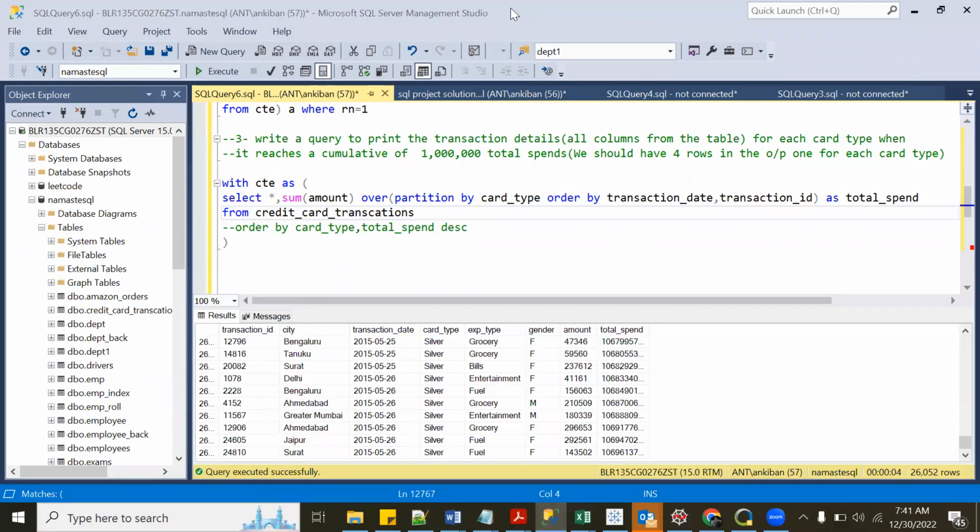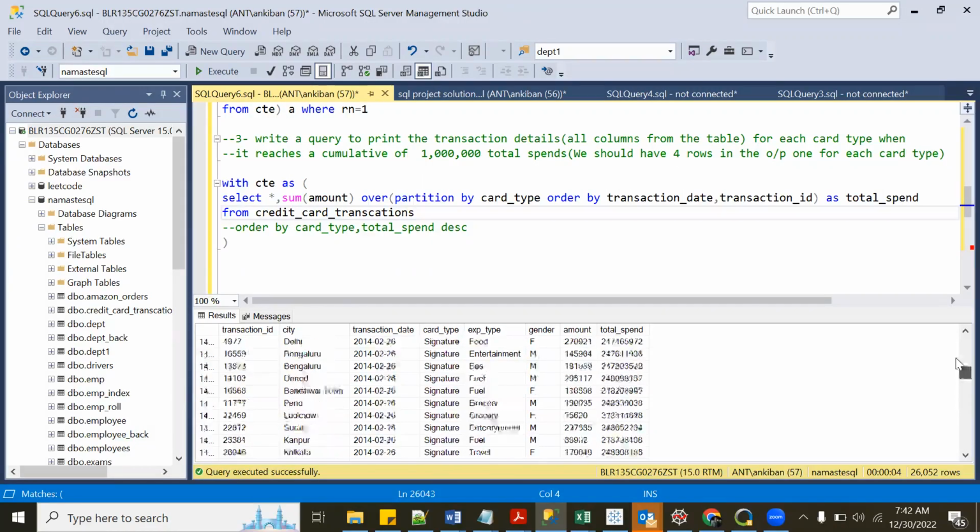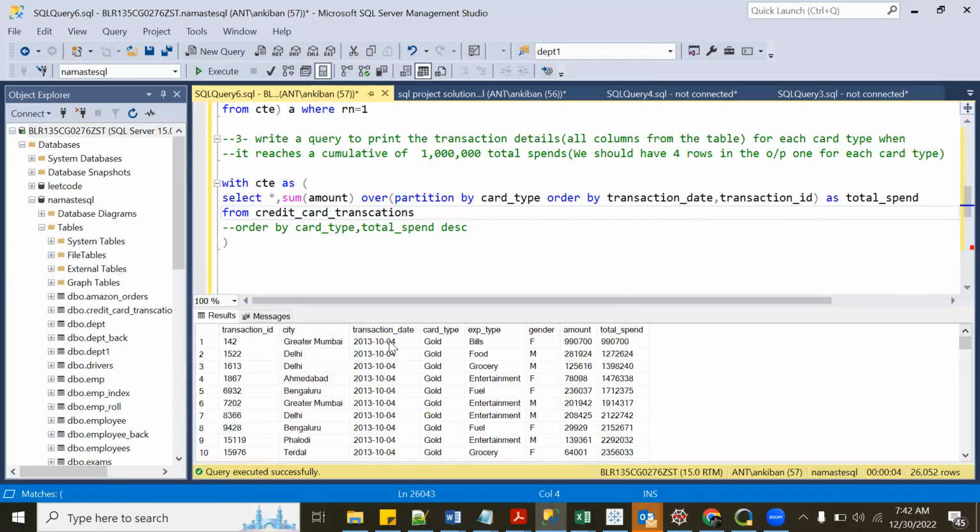So we are trying to find the transaction where we reach 1 million cumulative sum for a particular card type. For each card type, I am doing a cumulative sum based on the transaction date and transaction ID. And so I am getting a cumulative sum.